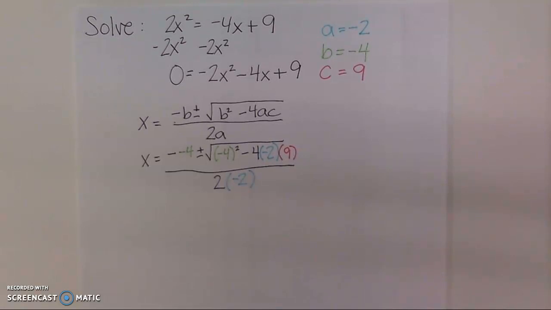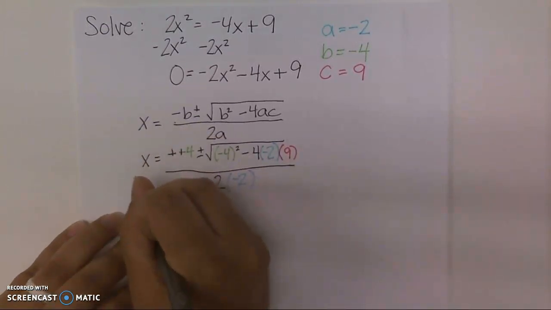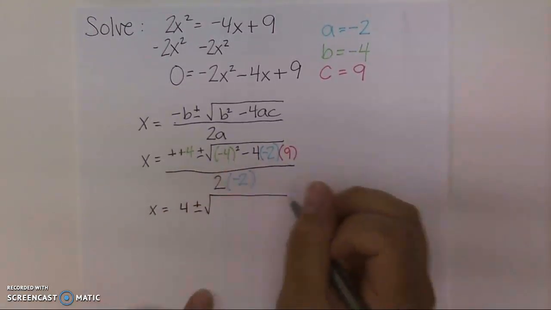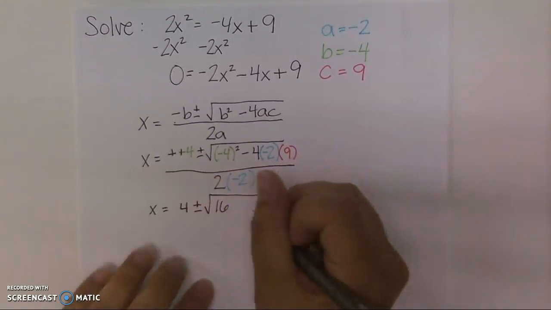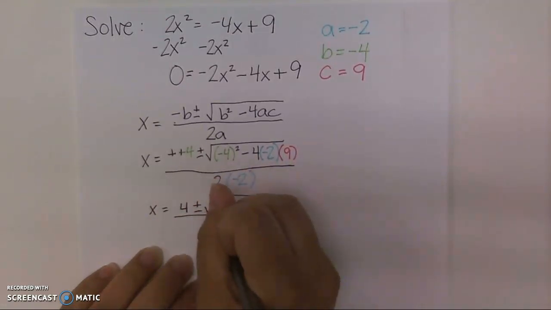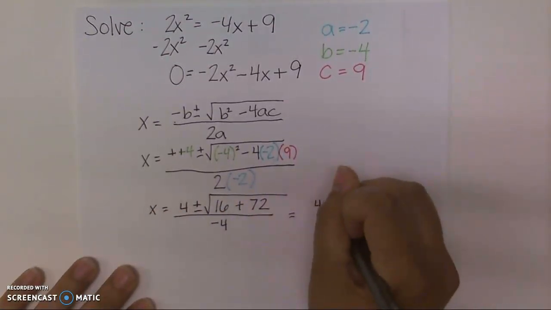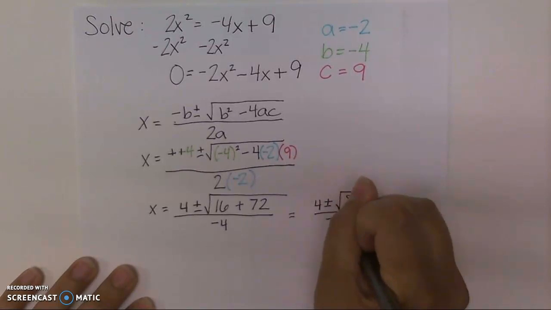All right. So now that I've plugged those things in, I simply follow order of operations. I'm going to simplify what's under the square root first. Well, I'm also going to do this double negative here. Double negative turns into a positive. So x equals 4 plus or minus the square root of, and then negative 4 squared is 16. Negative 4 times negative 2 is positive 8 times 9 is positive 72. All over 2 times negative 2, which is negative 4. So now I'm going to add what's under that square root, and I get 4 plus or minus the square root of 88 over negative 4.